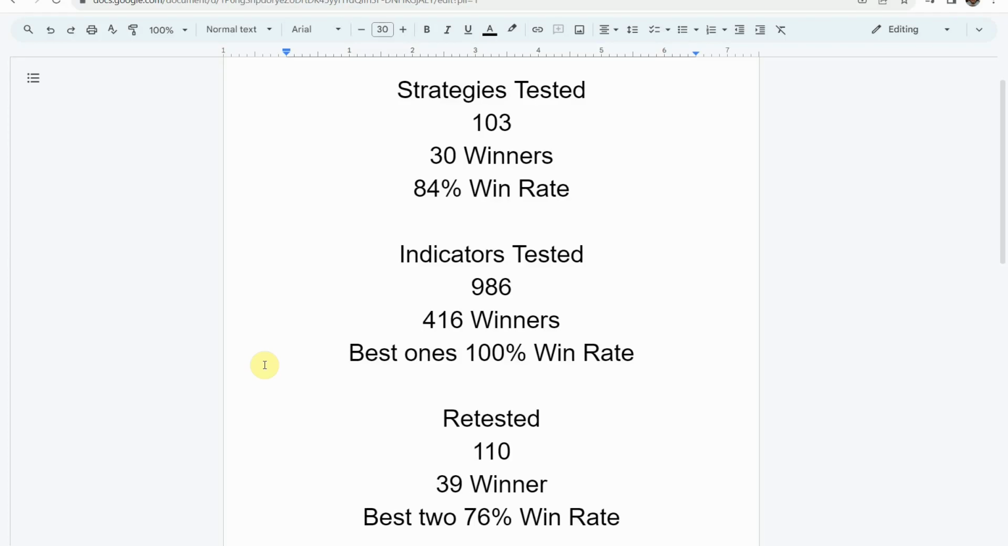We've also retested in the advanced testing 110 of the winning indicators. 39 of them have been able to maintain the winning status, the best two with a 76% win rate. Now keep in mind that we tested most of these indicators and strategies on the Forex and crypto market, but they can be applied to just about any market and time frame universally.